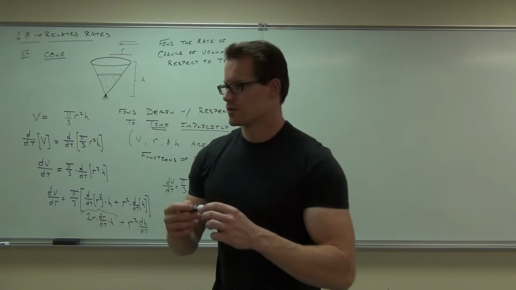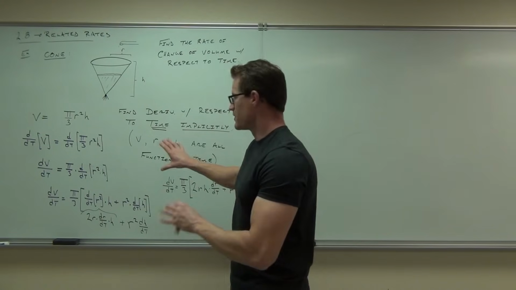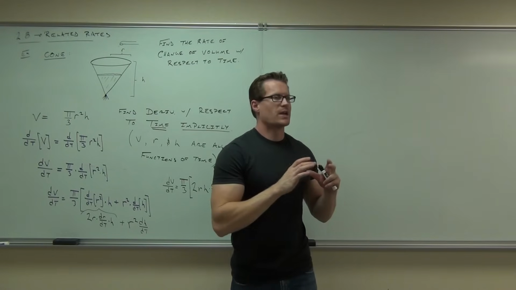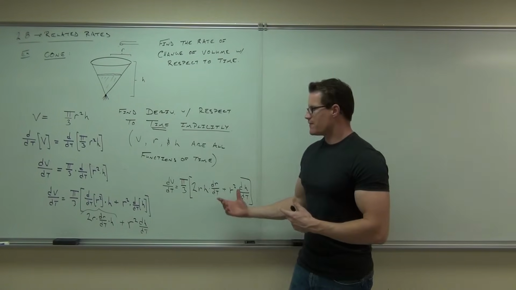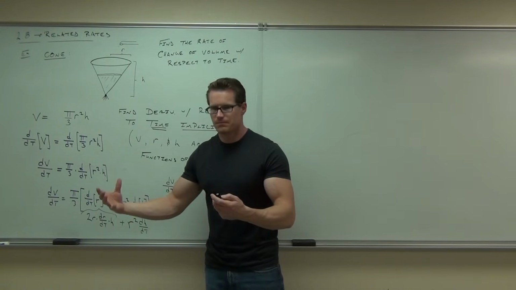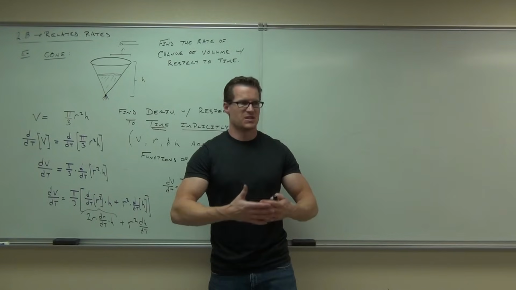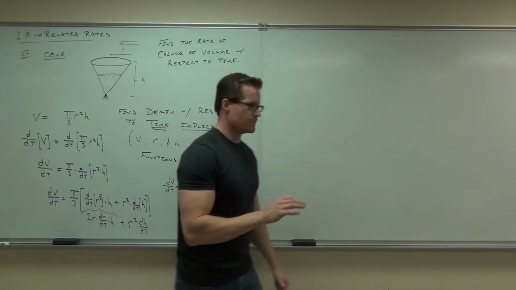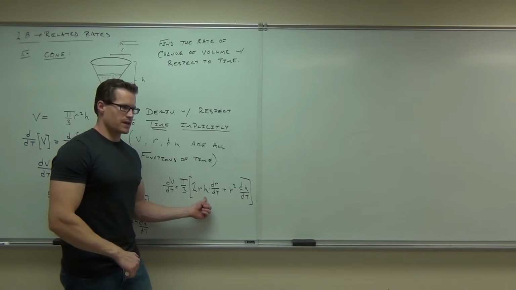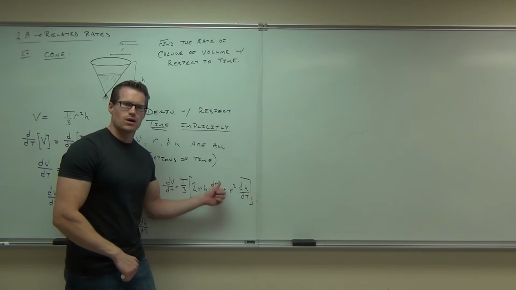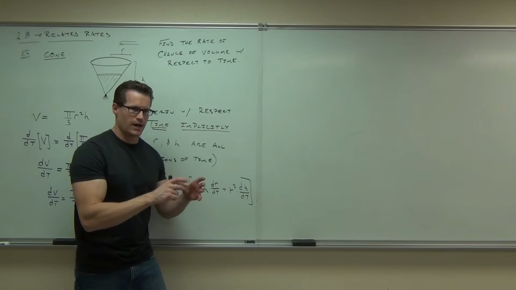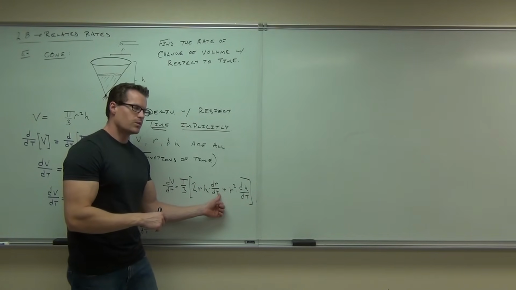We're not going to actually do an example of this one. I wanted you to get this idea down. But here's what we would have to know in order to figure this out. If I asked what's the rate of change of the volume at a given time, I'd have to give you a lot of information. We would have to know not only the R at that time, the radius, not only the H, that height, but we'd also need to know dr dt.